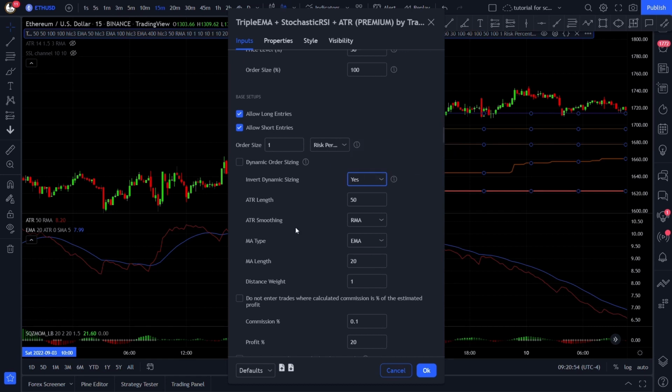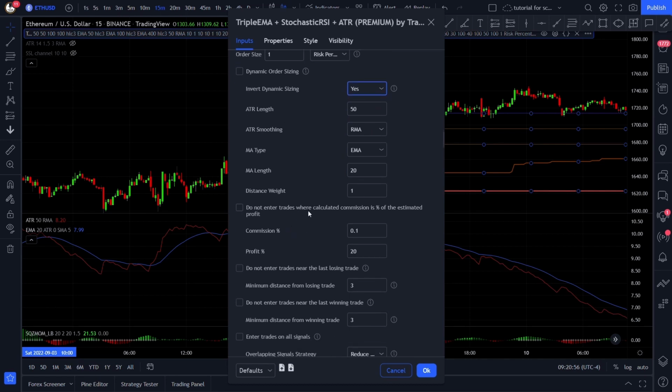Moving on, the next function is the avoid trades when the commission is a percentage of the estimated profits. This function is very useful on lower time frames, because when you are optimizing a strategy for a low time frame, like the 5-minute, the effect of fees gets much higher. It can happen that the fees take away 30% of the estimated profit instantly. To deal with this problem, you can use this function.